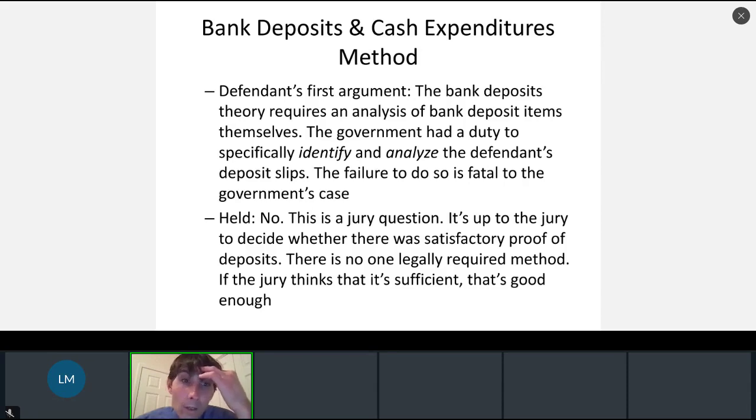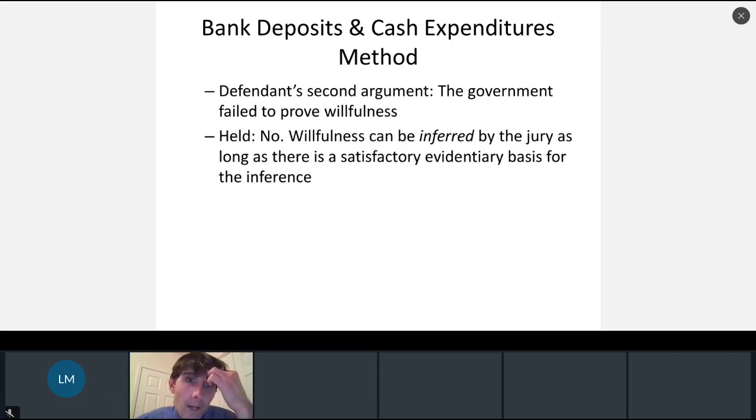The court held no. This was a jury question, and it was up to the jury to decide whether there was satisfactory proof of the deposits. There's no one legally required method. If the jury thinks that it's sufficient, that's good enough. The defendant wasn't done yet. He had a second argument: that the government failed to prove willfulness.